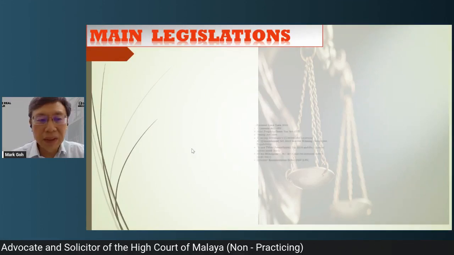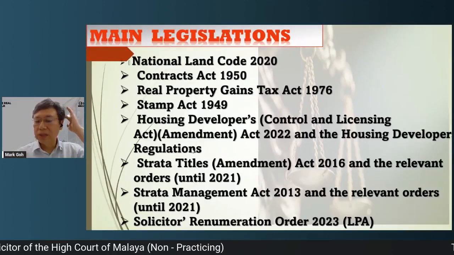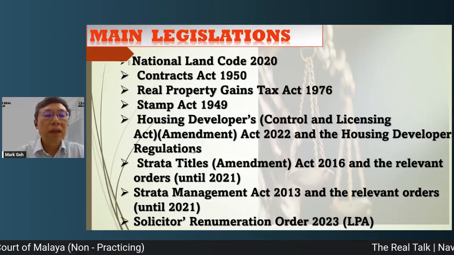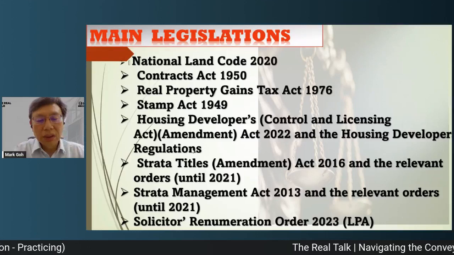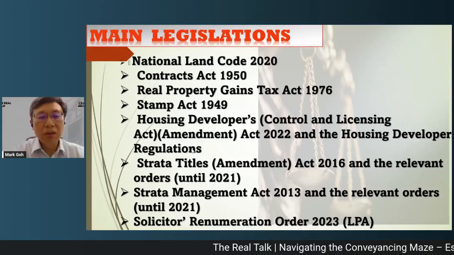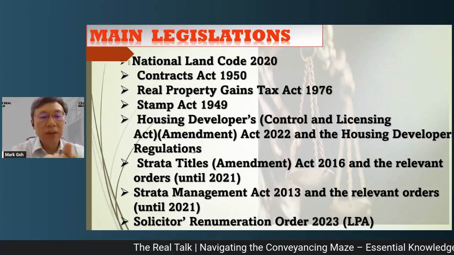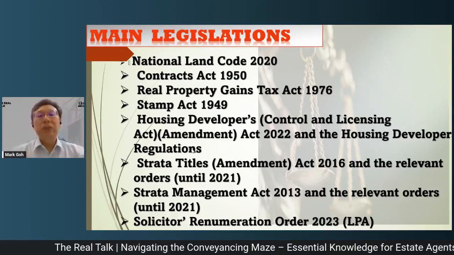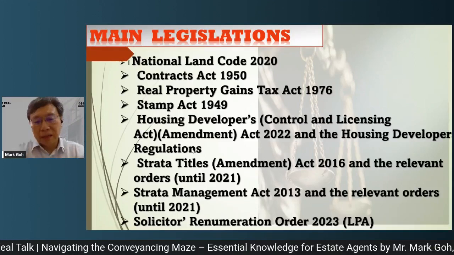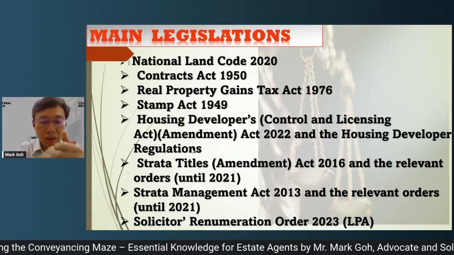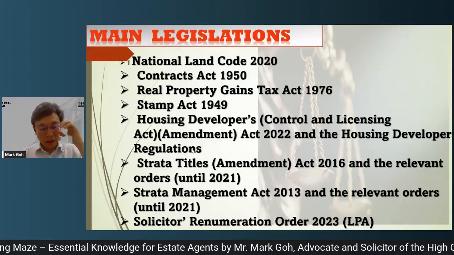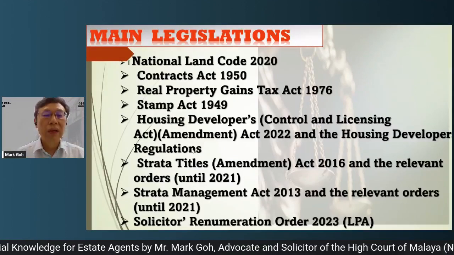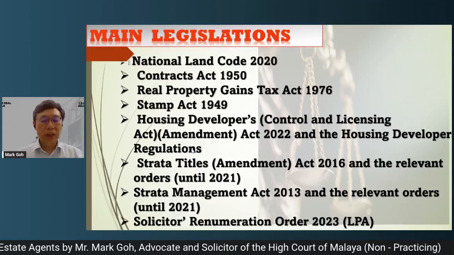Now let's look at some of the legislations that govern. These are some of the legislations I will just run through, right? National Land Code. In a conveyancing transaction, you need the National Land Code. These are the main transaction, okay, because land is involved. Contracts Act. Why? Because agreements are involved. You sign a sale and purchase agreement. Agreements are involved. Contract is involved. Oral or written, Contracts Act is involved.